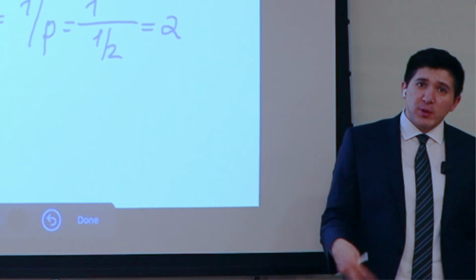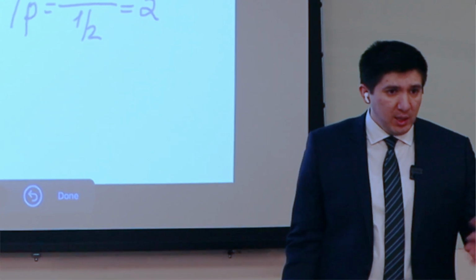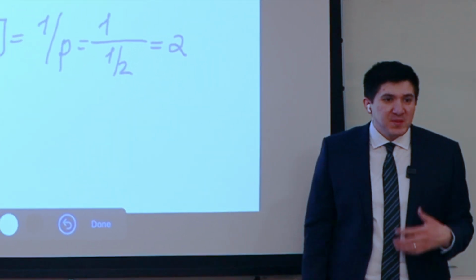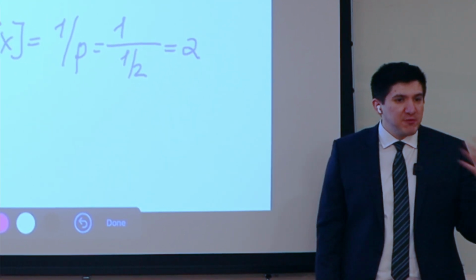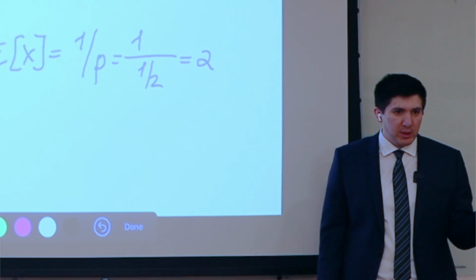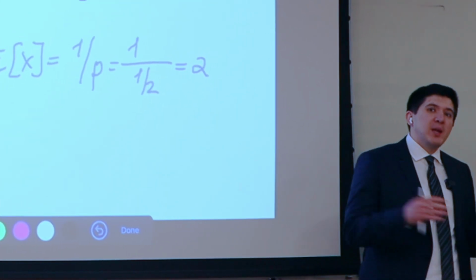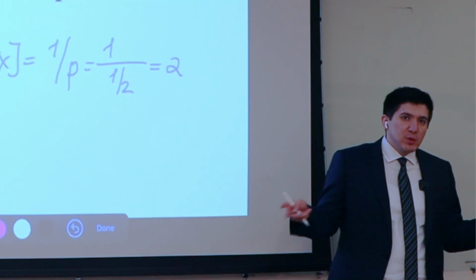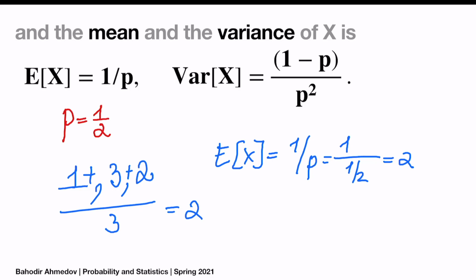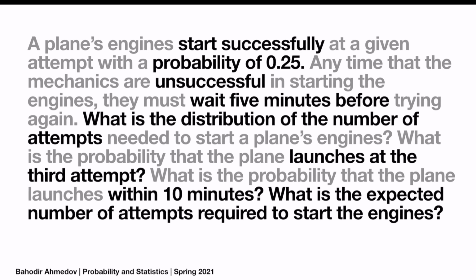So for example, if the probability of having success in a single trial is 1 over 5, then the expected value is going to be equal to 5. It means that on average, you need 5 trials in order to get the first success, right? If you're going to do this experiment many, many times, then on average, you will need 5 trials. This is the meaning of the expected value, okay? Let's do a couple of exercises.